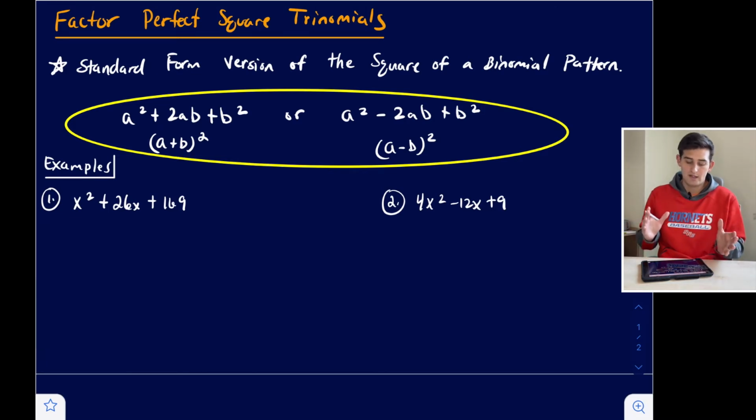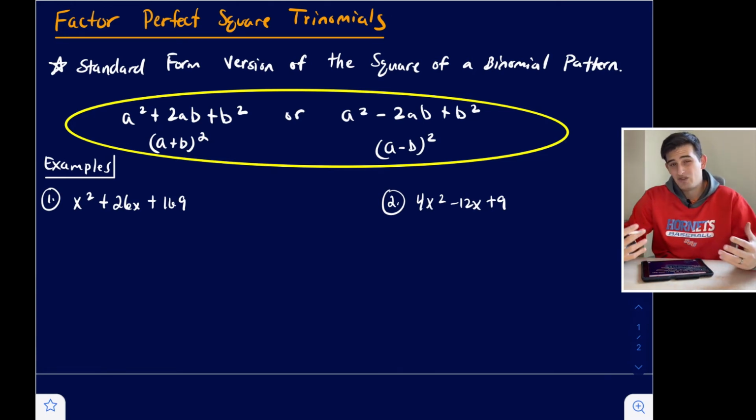So we know that the standard form, or perfect square trinomials, are the standard form version of the square of a binomial pattern. So when we're factoring a perfect square trinomial, that's what we should have in our head as our end goal. We want our final answer in factored form to be just one binomial squared, okay? So we see that right here.